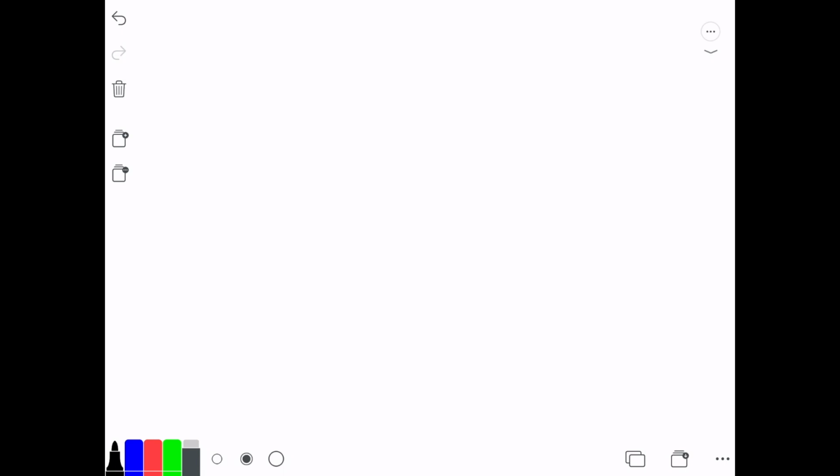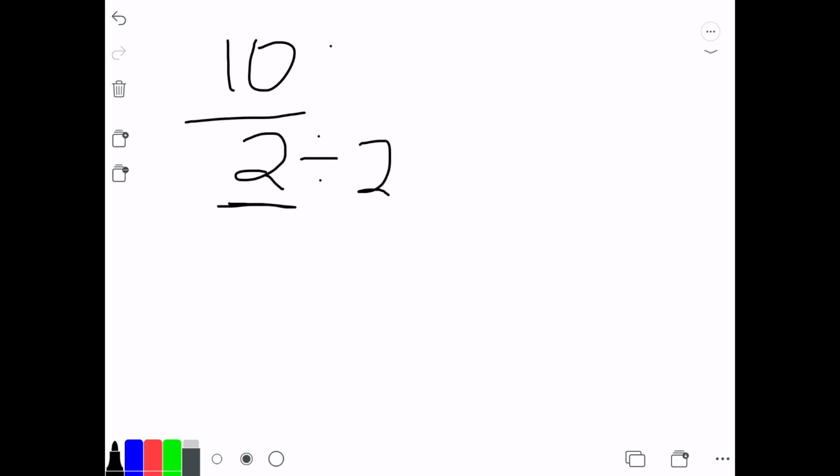So our ratio is going to be 10 to 2, and I want you to turn that into a unit rate. We do this by making our denominator, which is 2, into a 1. So we just divide top and bottom by whatever the denominator is. No matter what it is, we're going to divide by it. So divide by 2, divide by 2. Go ahead and pause for a second and get your new ratio.